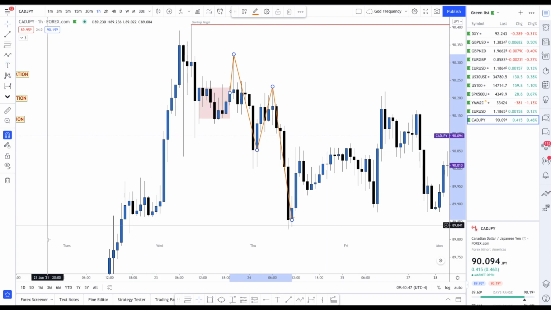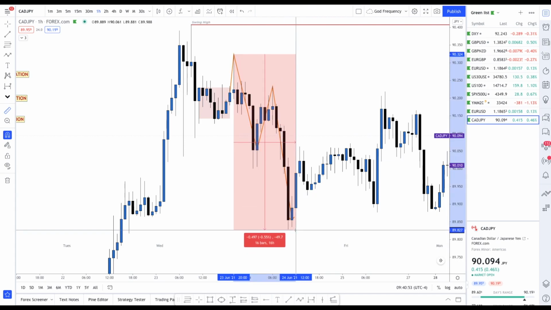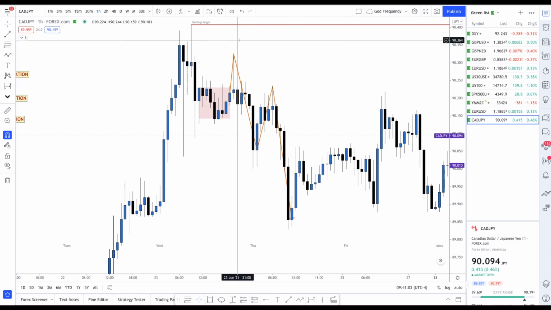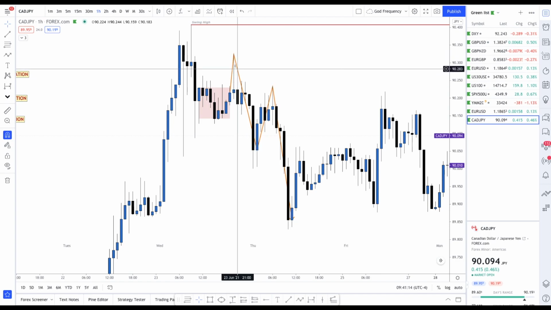And then you shoot down, and if you got in on that high, that's about 50 pips right there. So 49 pips basically. So it shot up. If you sold into that manipulation, into that high, if you got in around that area, perfectly fine.